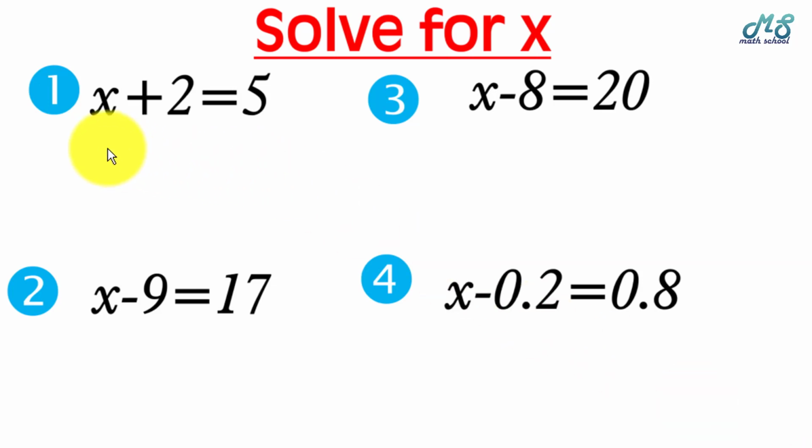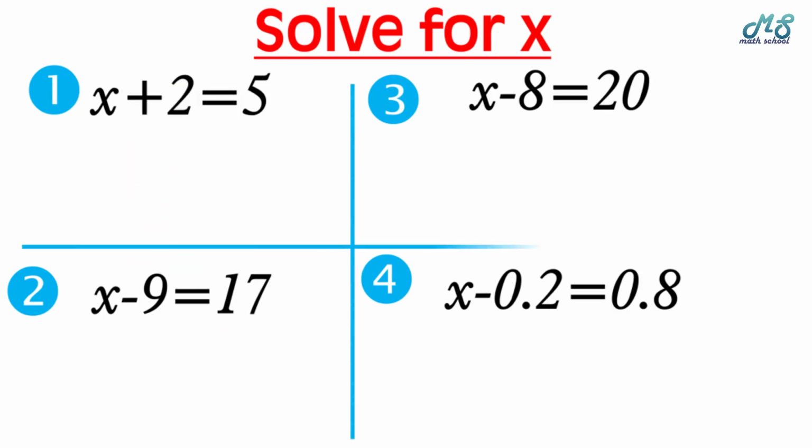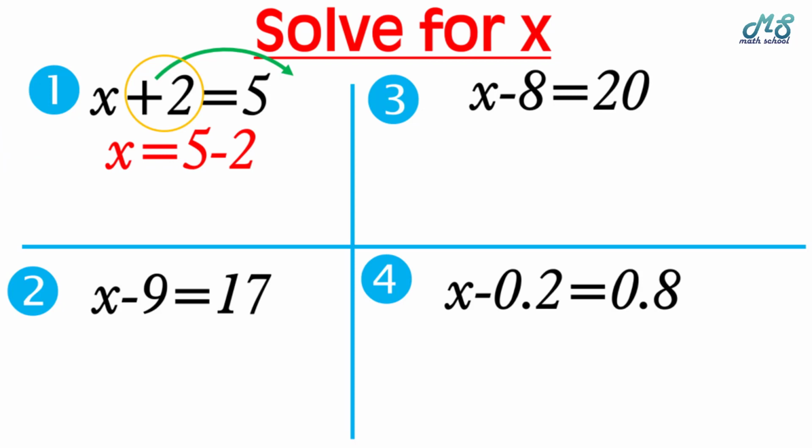The first one, x plus 2 equals 7, is an addition equation. We will use the inverse operation. Just circle positive 2 and move it to the other side to be subtracted. Now we can deduce that x equals 5 minus 2. 5 minus 2 equals 3.